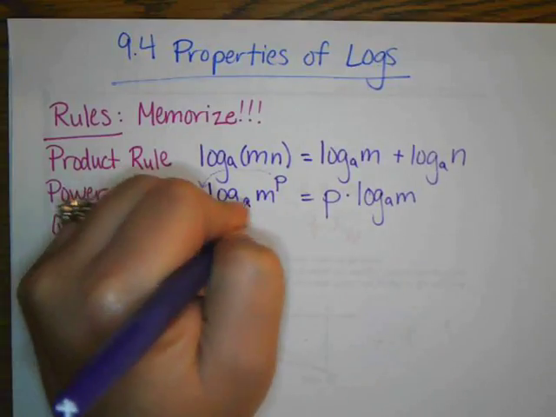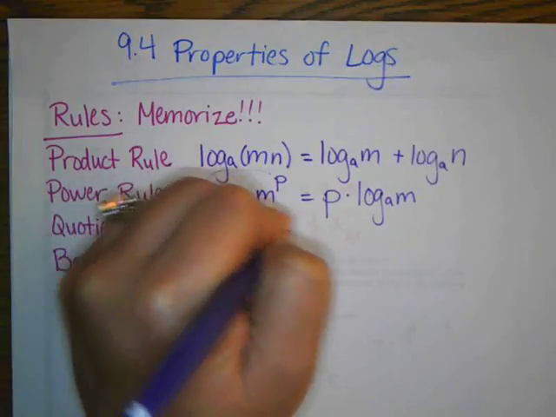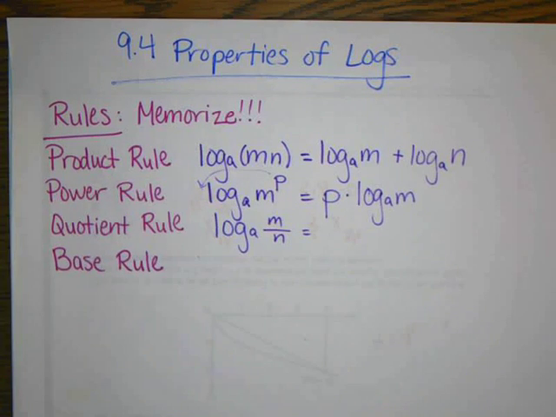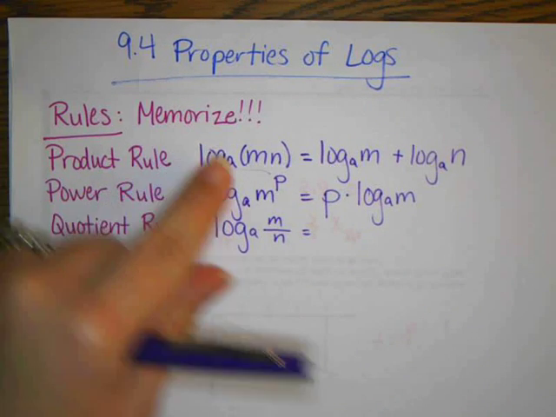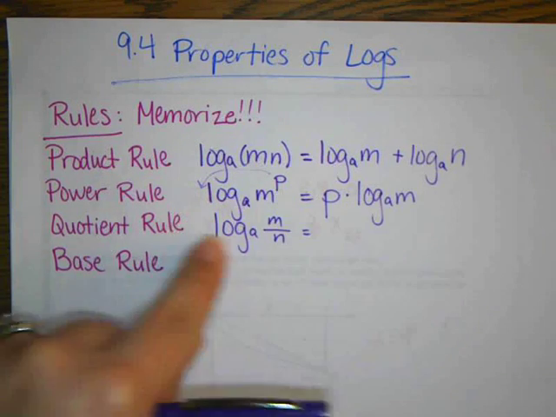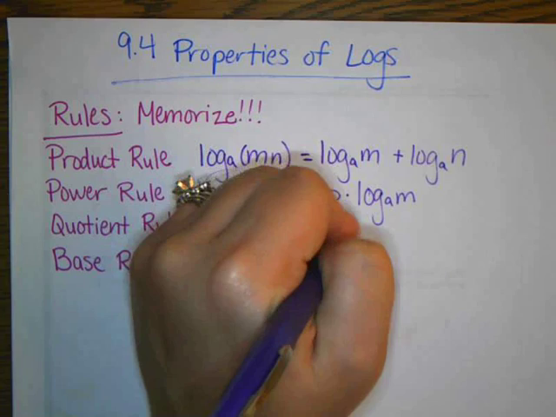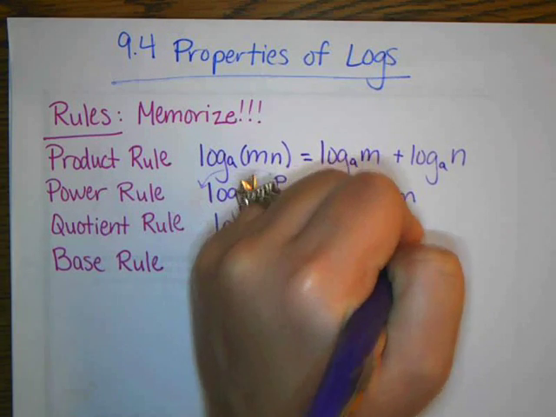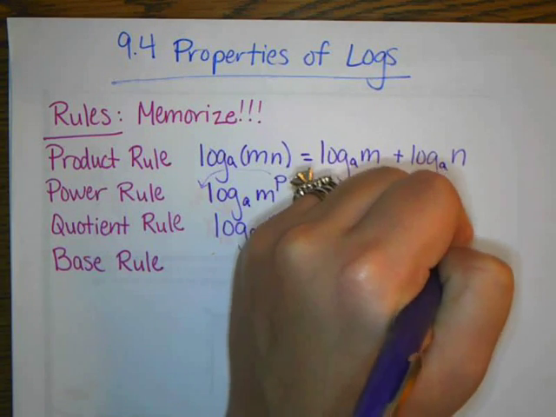The quotient rule, log base A of m over n, is very similar to the product rule, where here when we were multiplying, we then added the logs, and here we are dividing, so we are going to subtract the logs.